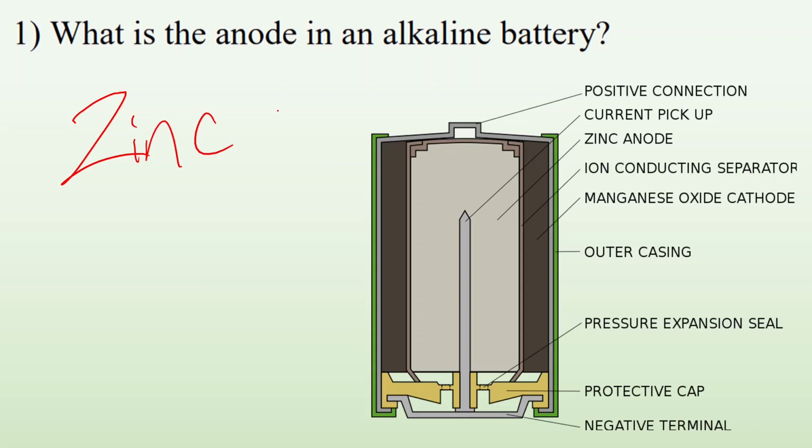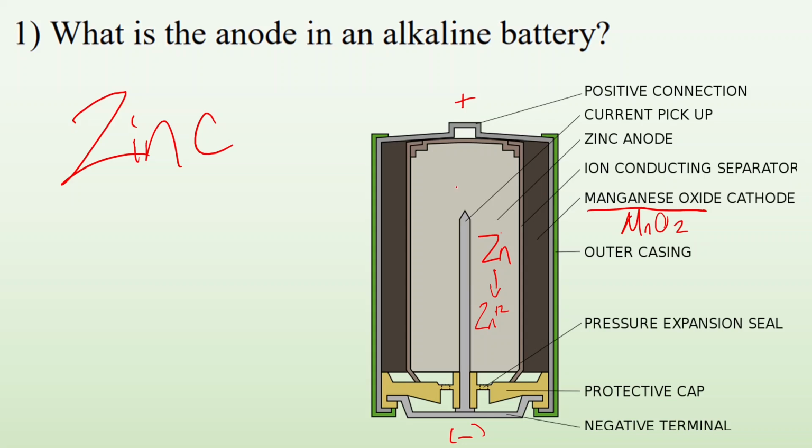Zinc is the anode. If we take a look at the construction of an alkaline battery, we have one end, a positive connection up here. We have the negative terminal down here. We have a protective cap. But what's really going on the inside is we have some manganese oxide. MnO2 is the cathode. And then we have the zinc anode. So we have zinc losing electrons, becoming zinc plus 2, and we have the manganese oxide being reduced.